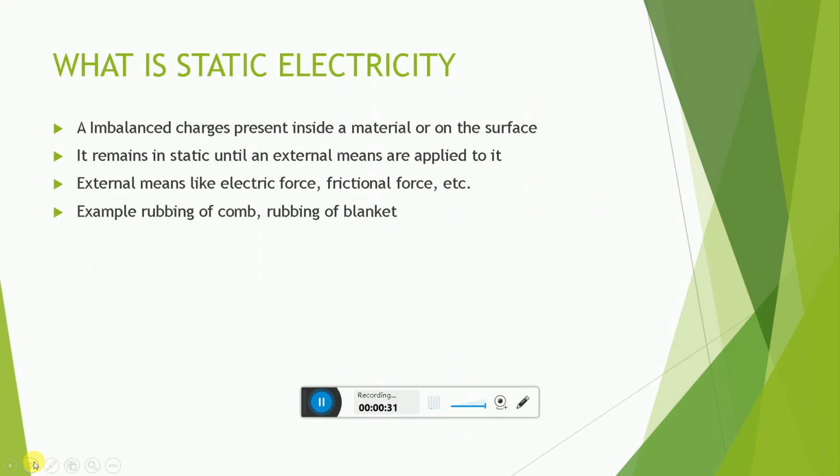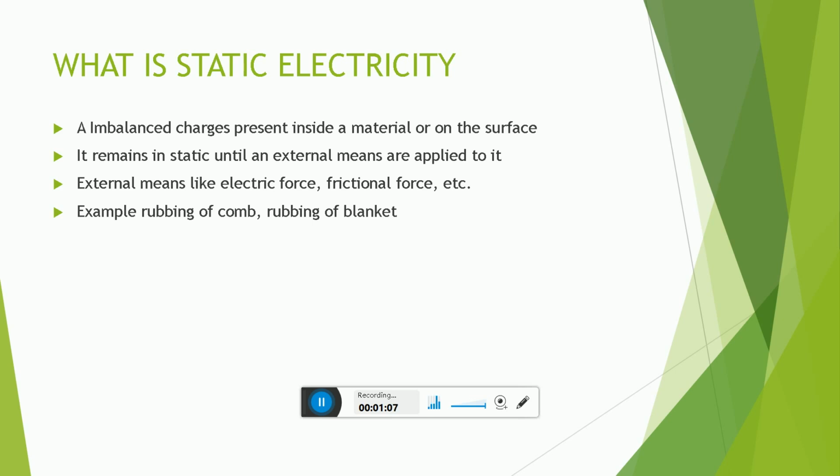All materials are made up of atoms, and inside an atom there will be an electron, proton, and neutron. Because of excess of protons, the atom becomes positive, and because of excess of electrons, the atom becomes negative. Due to this imbalance, there will be static electricity, which means that atoms will be static. Only the charges will be transferred.